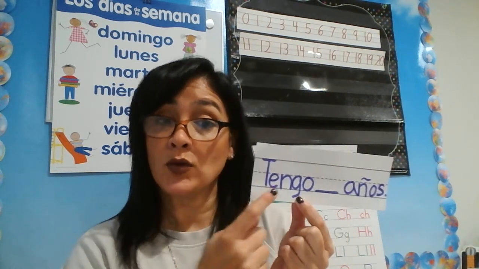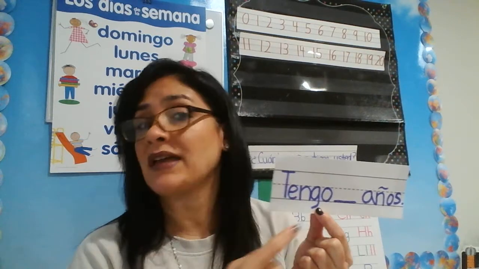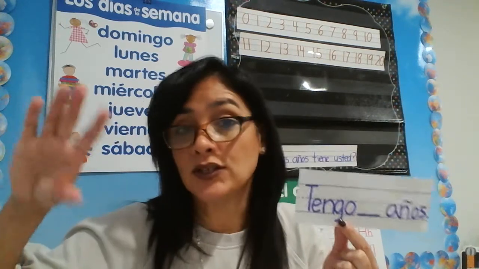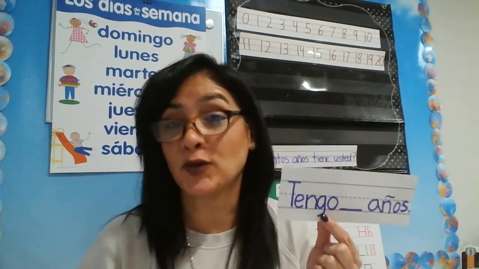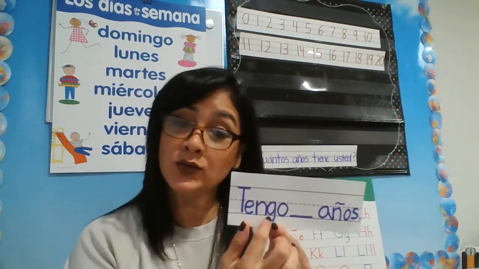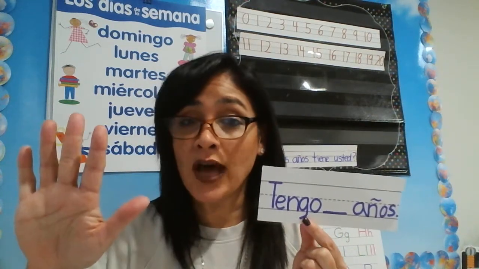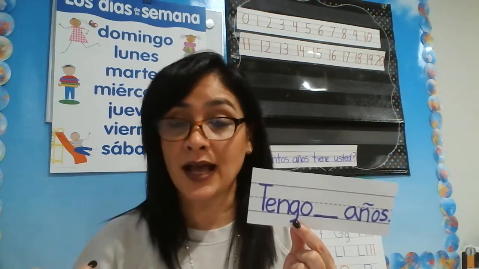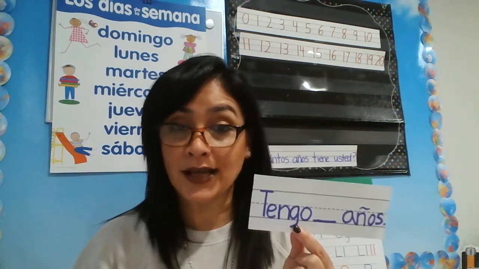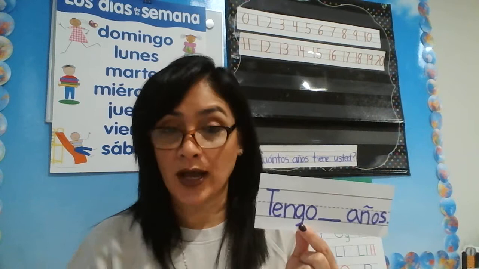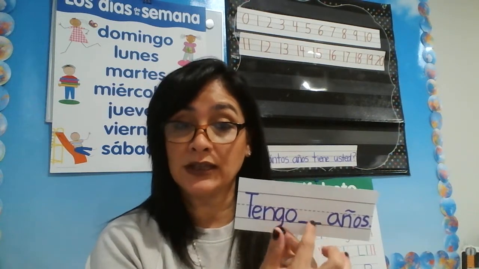that means I have. So the verb, this is called a verb in Spanish, when I say tengo, I'm talking about myself. So I don't even need to use the yo. And you'll learn more about that in tercer grado, in 3rd grade. But for now, you can say, tengo 5 años, tengo 6 años, tengo 7 años, tengo 8 años. So you would put your age right here.